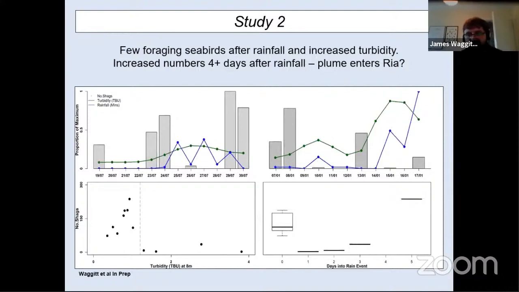Interestingly, however, you'll see that 5 days into a prolonged rainfall event, so after 5 days of continuous rain, turbidity seems to stay high, but the birds come back. So is this that plume entering the area after 5 days? We're not sure, but that's just an interesting side result. I think here the main result is that after rainfall, increased turbidity, there's less birds.